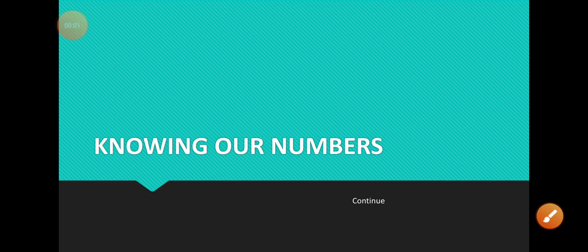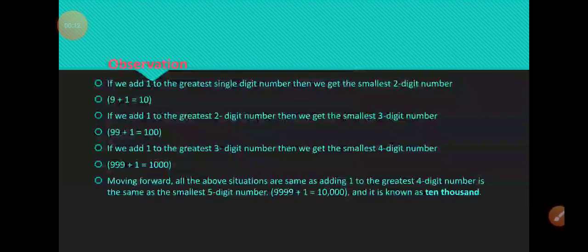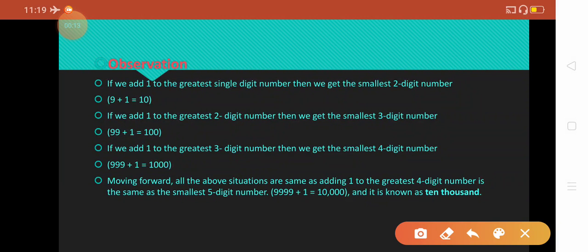Good morning, students. In this session of Knowing Our Numbers, we are going to study our next topic. Before that, let us recall some observations like this. The first observation is, if you add 1 to the greatest single digit number, then we will get the smallest two digit number. What is this?